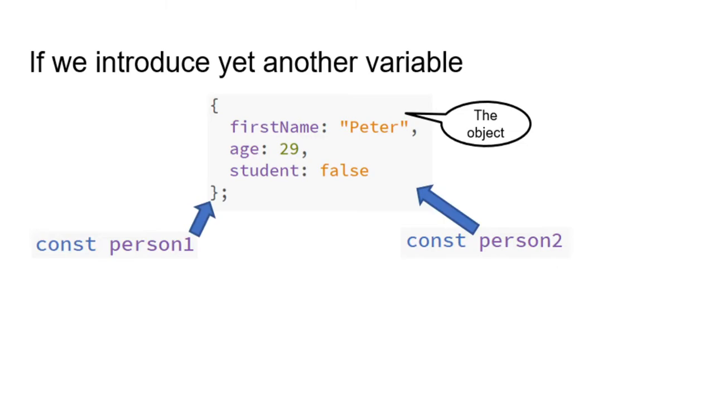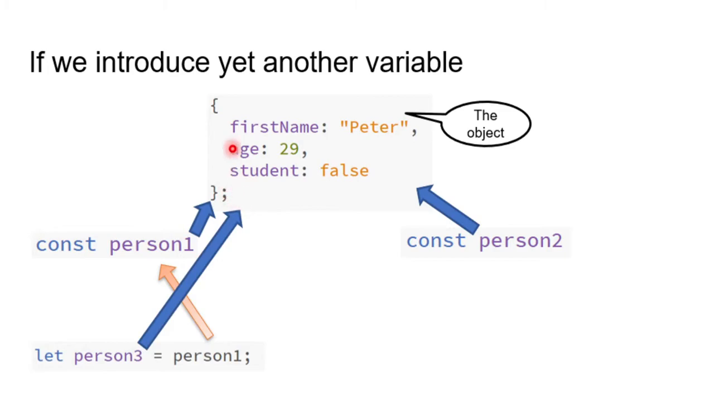Okay, let's try and introduce another variable. Here we still have the object, one variable, another variable, both of them pointing to the object. What if we say let person 3, now we just try to use let, just to confuse ourselves. Let person 3 be equal to person 1. Will person 3 then point to person 1? Try to answer this before waiting. Will it? Yes or no? And no, it won't. Person 3 will point to the same object as person 1 pointed to.